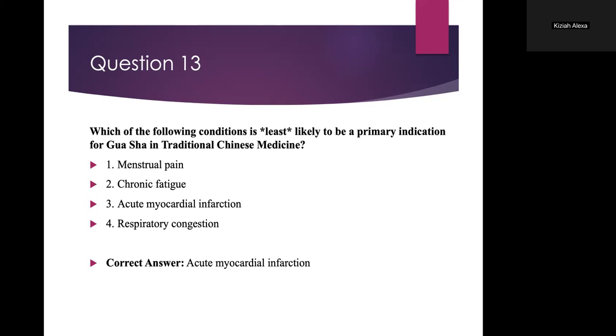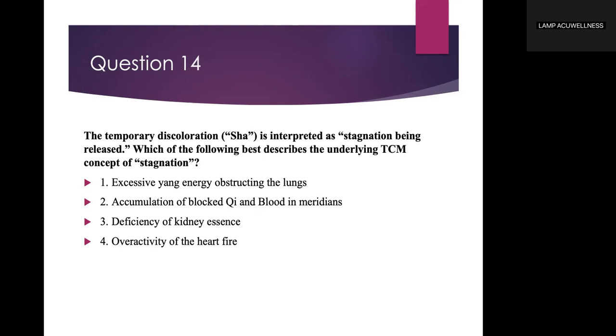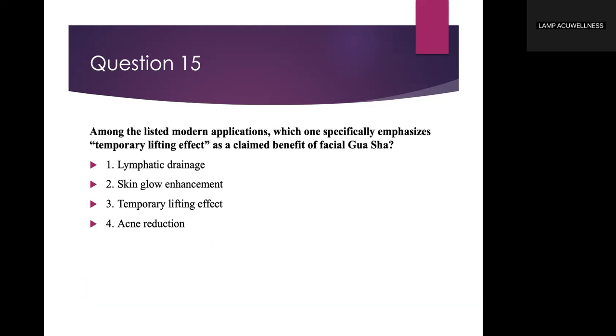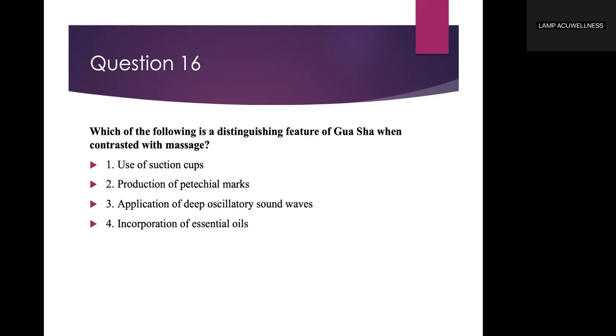Acute myocardial infarction. Yeah. The temporary discoloration, the Sha, is interpreted as stagnation being released. Which of the following best describes the underlying TCM concept of stagnation? Stagnation. So, accumulation po ito. Accumulation of blocked chi and blood in meridians. Great. Among the listed modern applications, which one specifically emphasizes temporary lifting effect as a claimed benefit of facial gua sha? Temporary, so that means you have to do it forever. The temporary lifting effect. Yes. Of course, nandun na pala yung sagot.